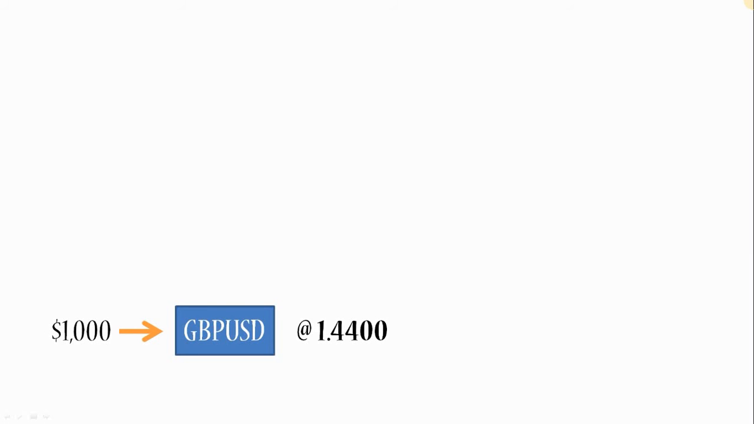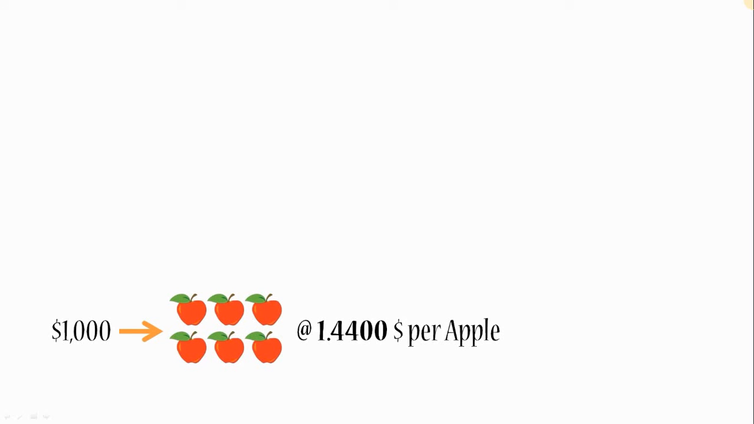Now, as we did previously, let's simplify this example by replacing the British pound with apples, because apples are also tangible. We can hold them, count them, measure them, weigh them up, and we can always replace the base currency with apples to simplify things. So now our example says that the trader had $1,000 which he invested into apples at the price of $1.44 per apple. This means that he bought 694 apples.